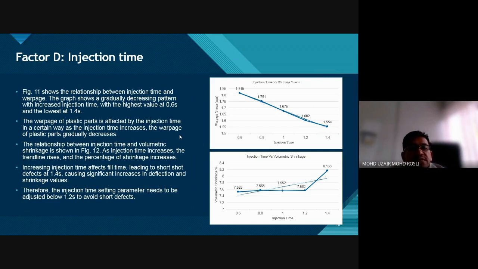So increasing injection time affects fill time, leading to short shot defects at 1.4 seconds, causing a significant increase in deflection and shrinkage value. Therefore, the injection time setting parameter needs to be adjusted below 1.2 seconds to avoid short shot defects.